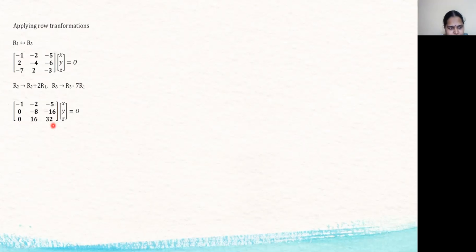Now we perform row operation on R3, and let us make this 16 also as 0. So on R3, R3 plus 2 R2. Now we have to use R2 to make this element as 0. This 16 we should make 0 by using R2 only now. First row, second row will remain as it is. On third row only we are applying the row operation. R3 plus 2 R2. 16 plus 2 into minus 8, 16 minus 16 0. 32 minus 32 0.